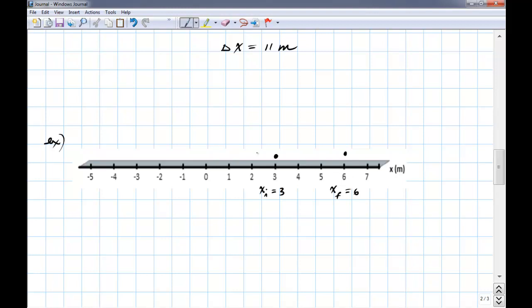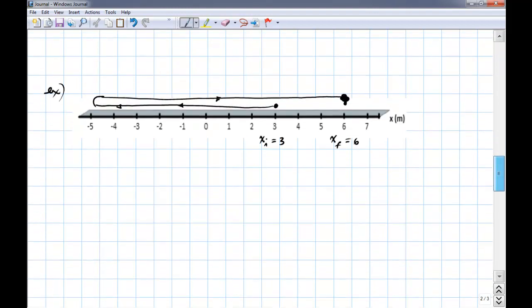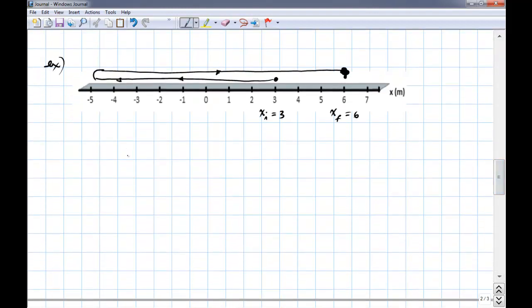So we'll imagine that the person actually starts the journey by traveling to the left like this. The person then makes a U-turn and then heads towards the right until they end up at the final location right here. We'll indicate the direction of travel with arrows, and what I'd like to find now is the total distance.